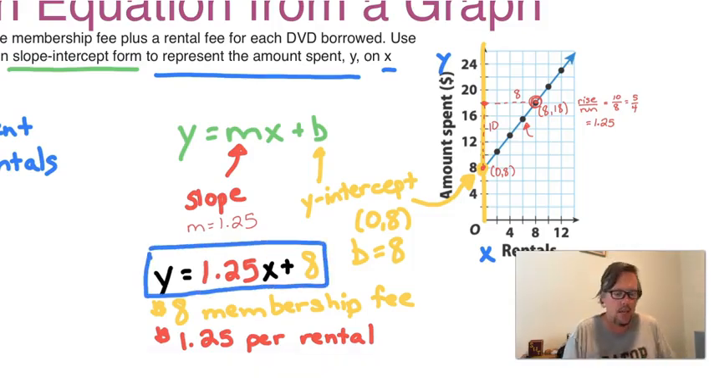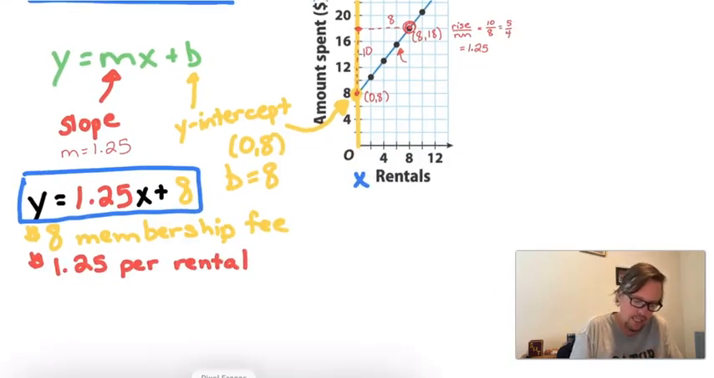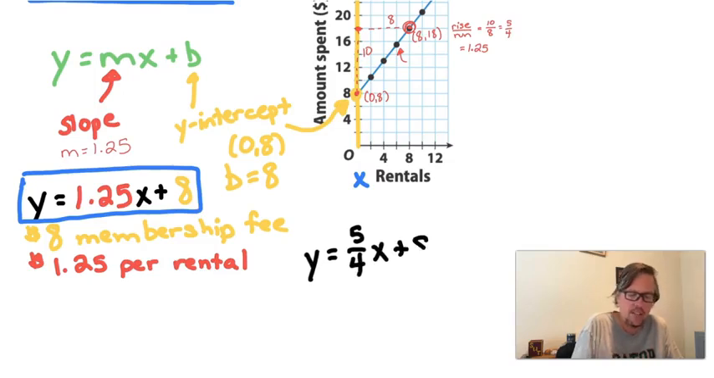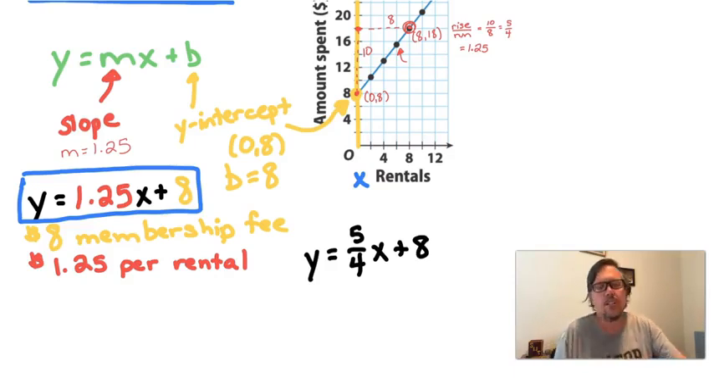But if you wanted to, it'd be completely acceptable to write the equation with a fraction, y equals 5/4 x plus 8. There's nothing wrong with that at all. It's still the correct slope.